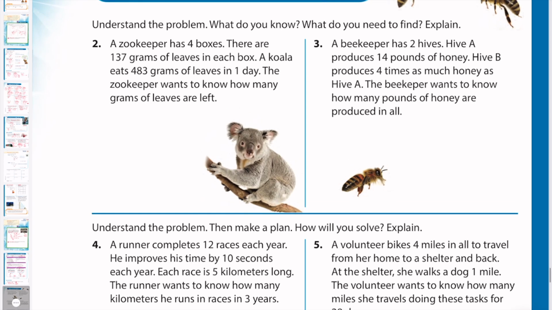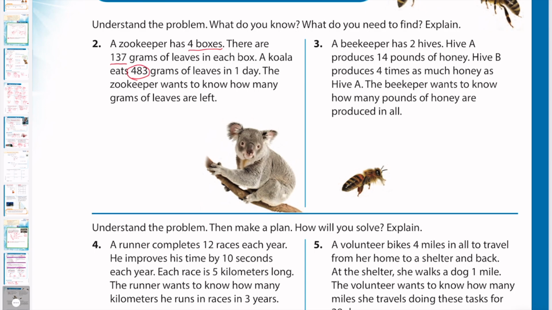Now they're asking to understand the problem. What do you know? You need to figure it out. And what do you need to find? Explain. A zookeeper has 4 boxes. There are 137 grams of leaves in each box. A koala eats 483 grams of leaves in one day. The zookeeper wants to know how many grams of leaves are left.